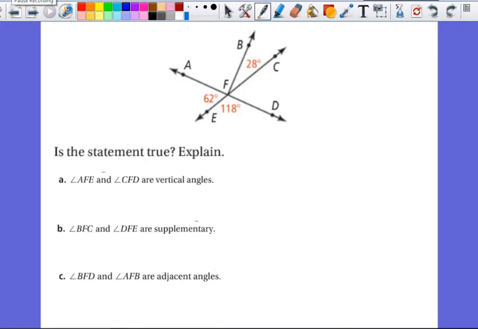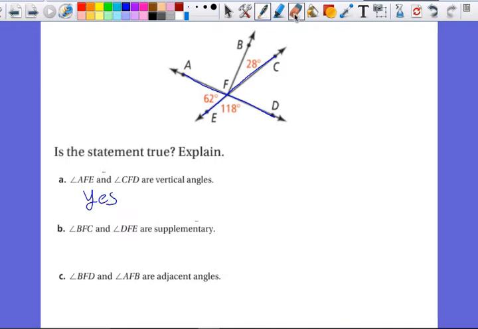Let's go over it. For A, it says AFE. AFE is this angle, and CFD is this angle. They want to know, are they vertical? So again, I'm going to erase my lines to make this a little bit easier, but is this a straight line? Yes. Does that make a straight line? Yes. So are those vertical angles? The answer would be yes.